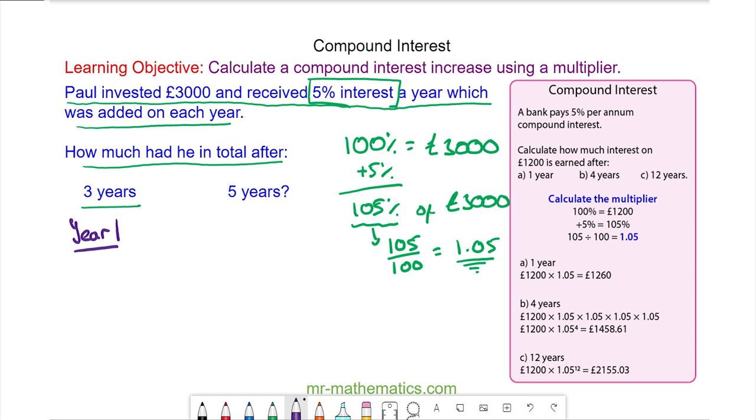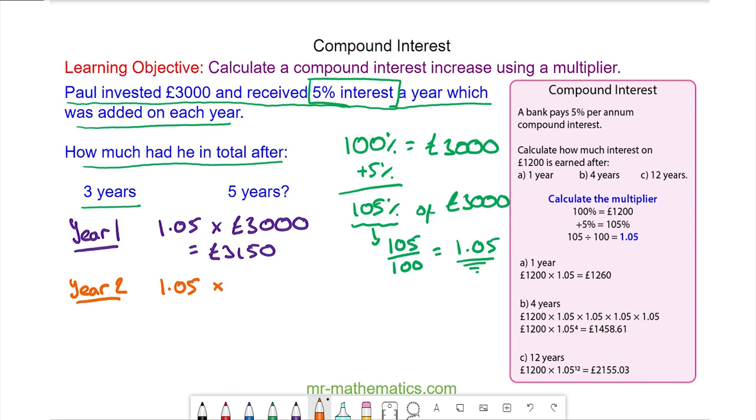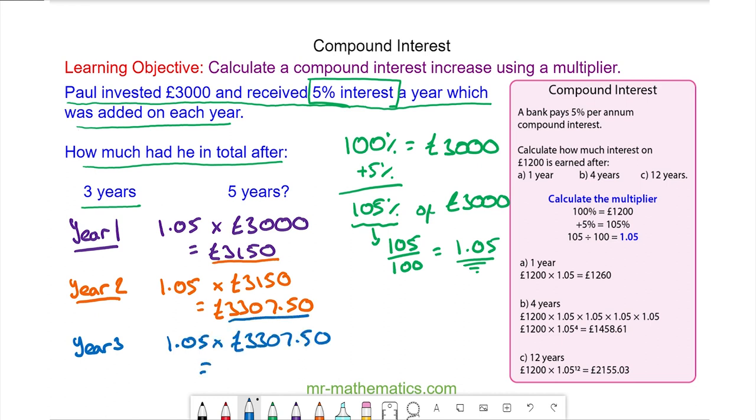So at the end of year one, he has 1.05 multiplied by £3,000, which is £3,150. At the end of year two, he has the same percentage increase, so the same multiplier, multiplied by now the value at the end of year one, which is £3,150. So at the end of year two, he has £3,307.50. And at the end of year three, he has the same multiplier multiplied by the amount at the end of year two, which is £3,472.88.